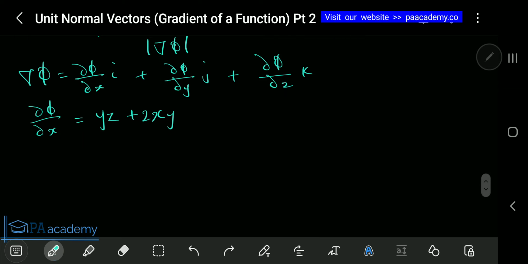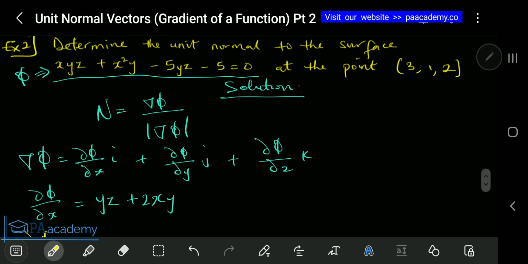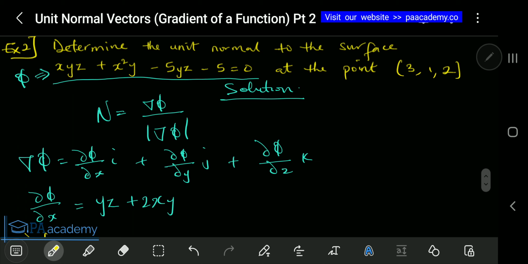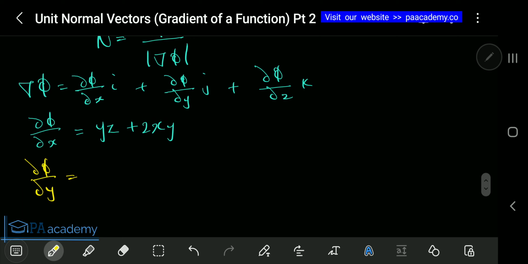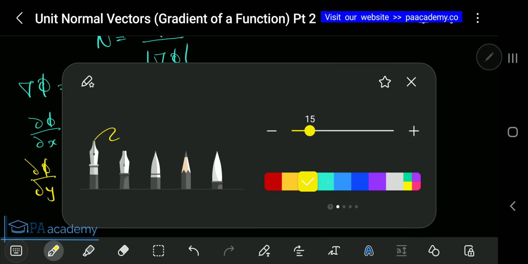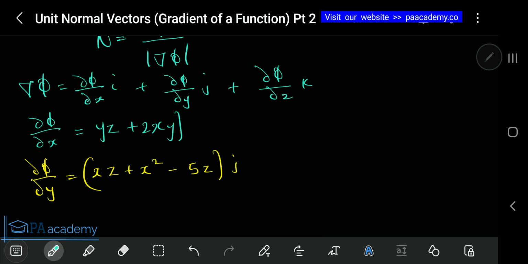Now let's go to that of y. For y, we are going to have xz, and then x squared, minus 5z. I want to believe by now you already understand how partial differentiation works. So xz plus x squared minus 5z. Don't forget, this is going to be j, and for the first one we did earlier, this would be i.